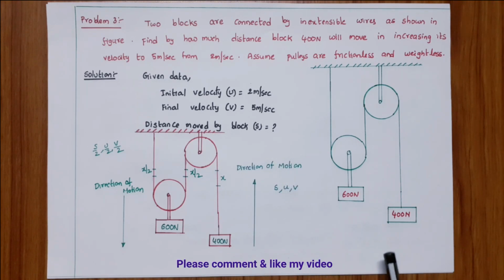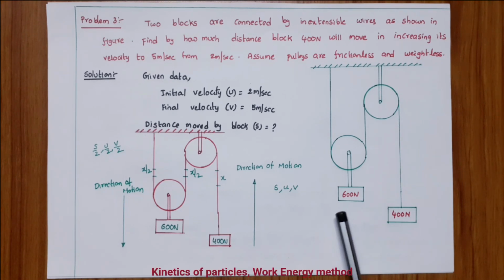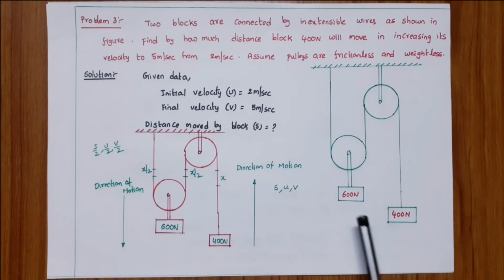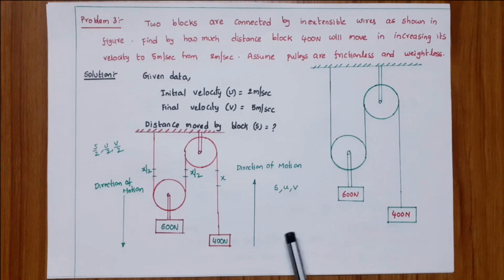So this is the given figure. Here the weight is 400 Newton. Here the weight is 600 Newton. Which is the greater value? The 600 Newton is the greater value. The direction of motion is towards the 600 Newton. The 600 Newton block is moving downwards. The 400 Newton block is moving upwards. The 400 Newton block has only one string. The 600 Newton block has two strings.